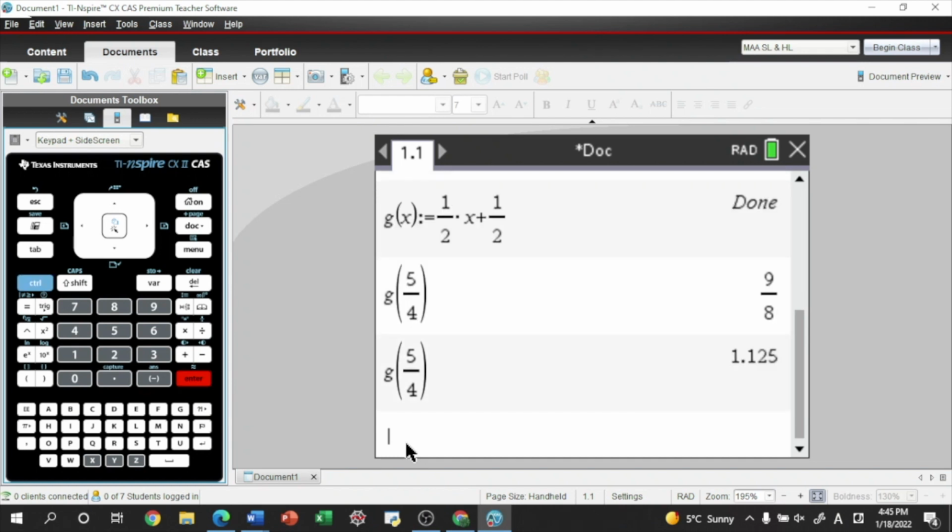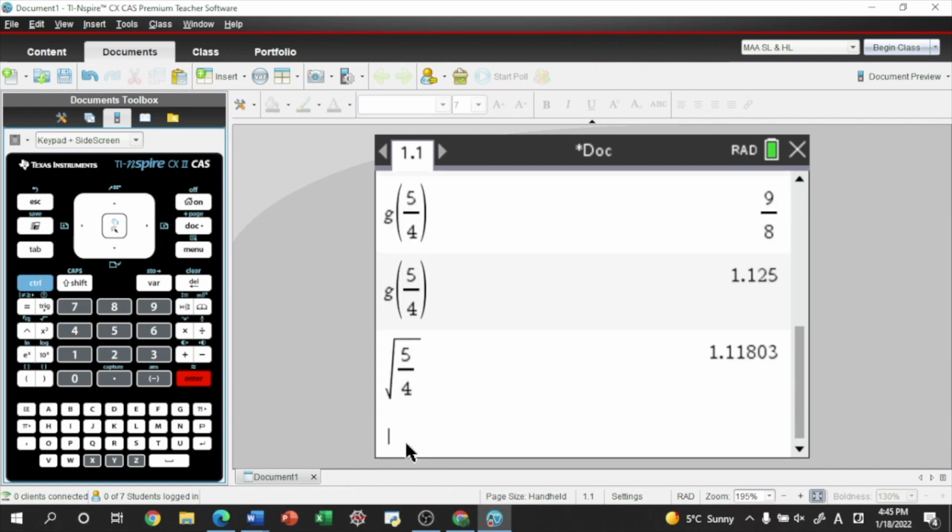Let's do that in decimal form, 1.125, and compare that to the actual square root of 5 on 4, which is 1.118. Once again, the value that we obtain, 1.125, is pretty close to the actual square root of 5 over 4. So in this video, you got some intuition for why we may want to find the slope function, and you saw a practical application of why that's quite important. In subsequent videos, we will begin building up our techniques for calculating these slope functions.